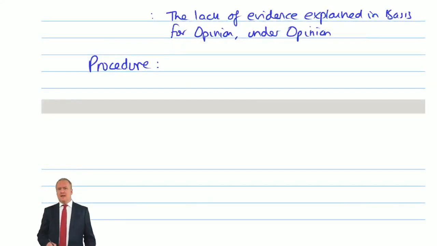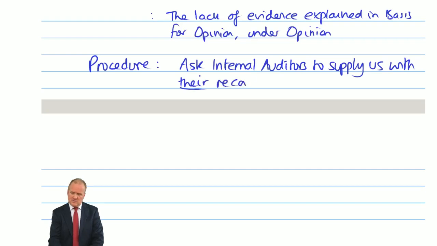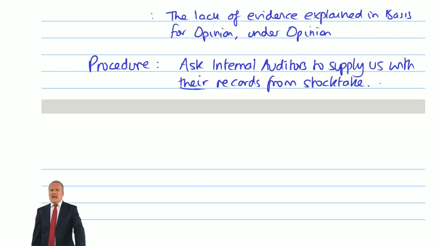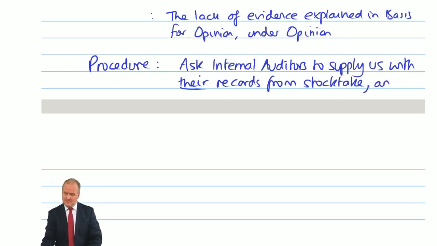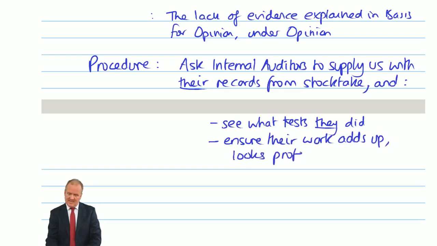And there was a clue in the story that something else could be done. It says the internal auditors were there. I would therefore ask the internal auditors to supply us with their records from the stock take. Now, I don't know what work they've done, but if we can see what tests, checks they did, ensure their work adds up, looks professionally done.